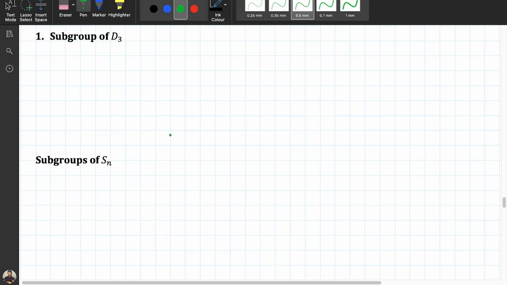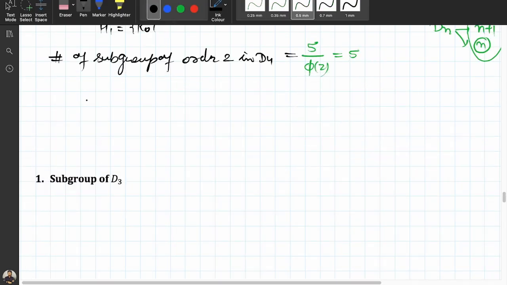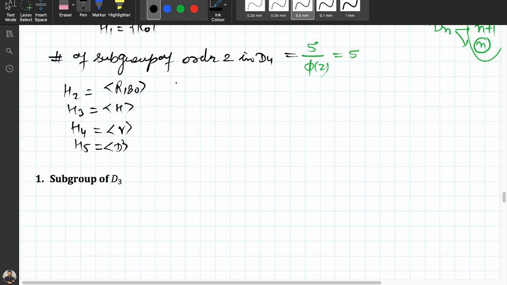Now what are those? You can simply write them. So from here I will write H2, that is R180, H3, that is horizontal, H4, that is vertical, H5, that is diagonal, and H6, that is anti-diagonal. So 5 subgroups are there.